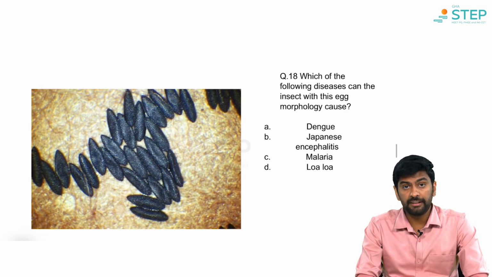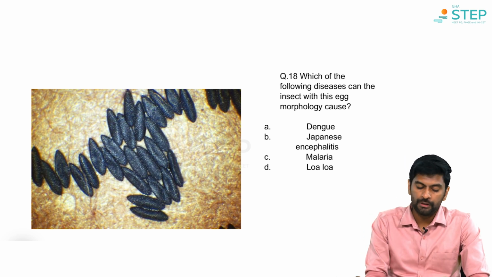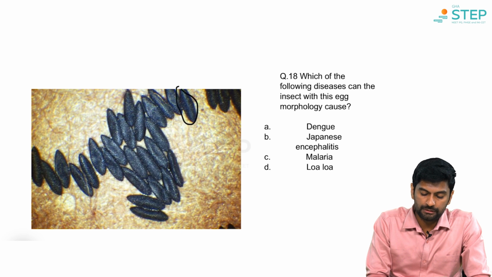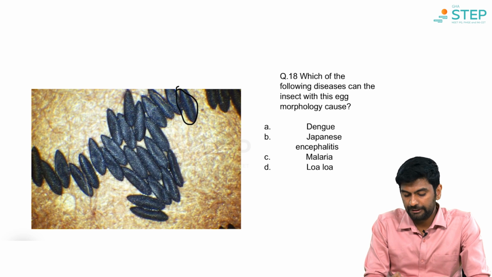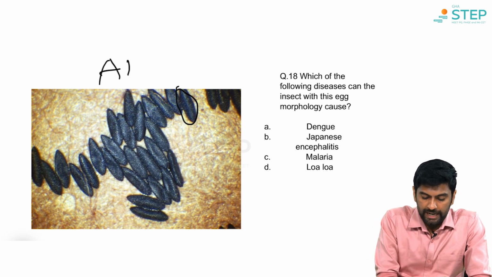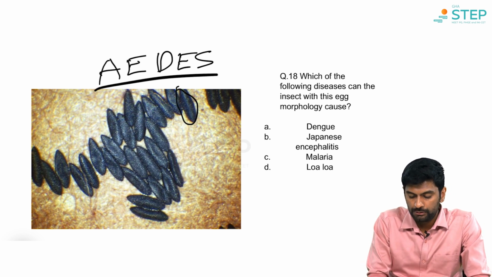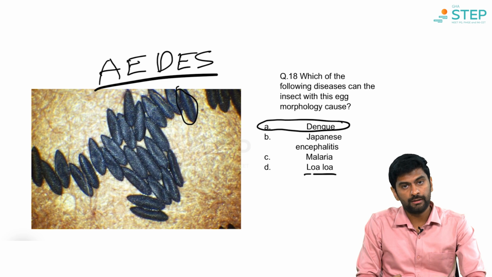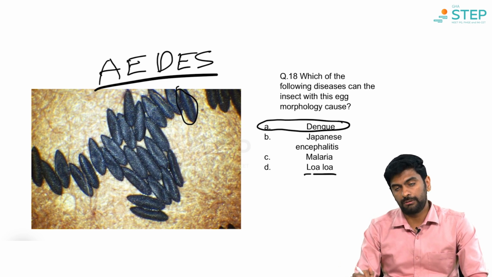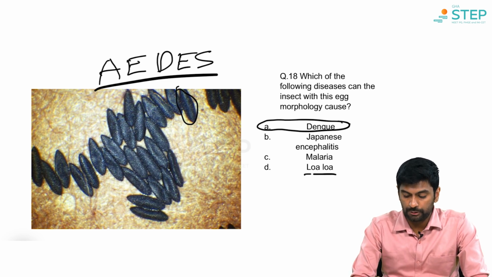Next, question 18. Which of the following diseases can the insect with this egg morphology cause? These are all cigar-shaped eggs. As you can clearly see, they're all separated and they are in a certain raft-like arrangement. So, they would be the Aedes egg, Aedes aegypti egg. Aedes causes dengue, so the correct option is dengue. Malaria is obviously going to be Anopheles. Japanese encephalitis is by Culex vishnui. Loa loa as well is going to be by another species, so it's not that either. So, the correct answer is going to be dengue.